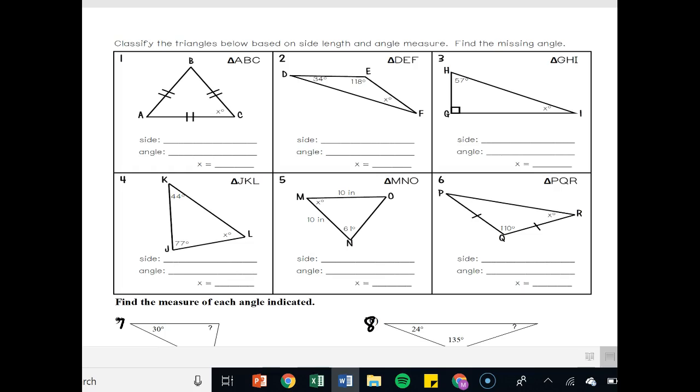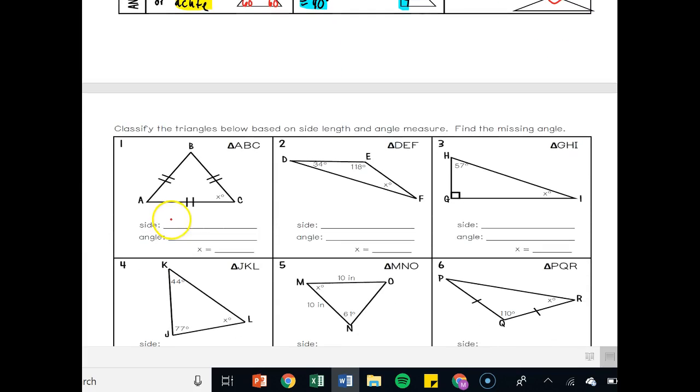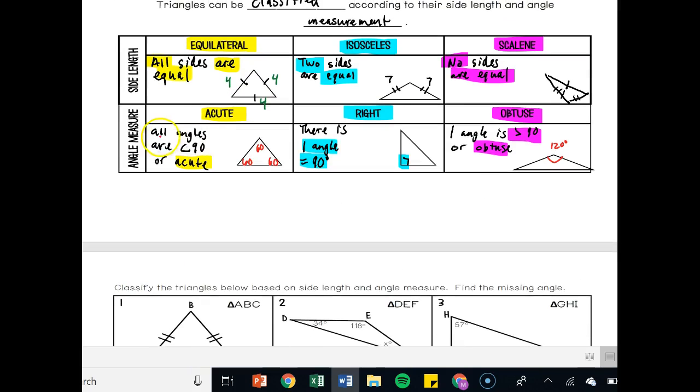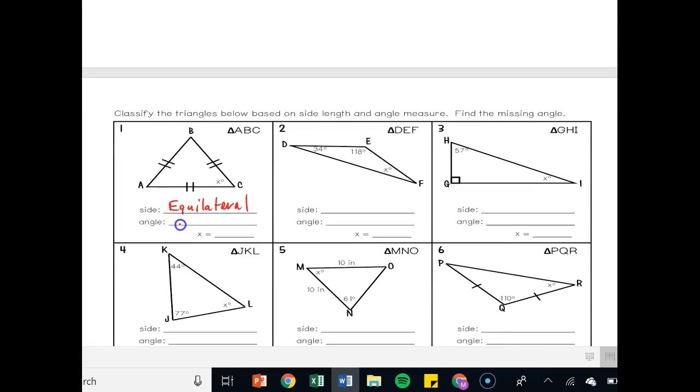So let's take a look at number 1. Number 1, I noticed that all the sides are equal. They have those double tick marks. If I go back over to my definitions, all sides are equal. That is an equilateral triangle. So an equilateral triangle is how I call this by its sides. If I take a look at its angles, all of its angles are acute angles.